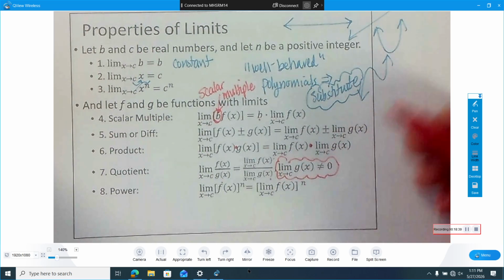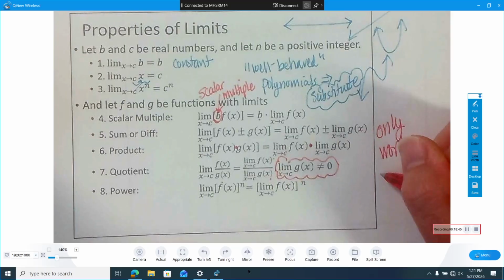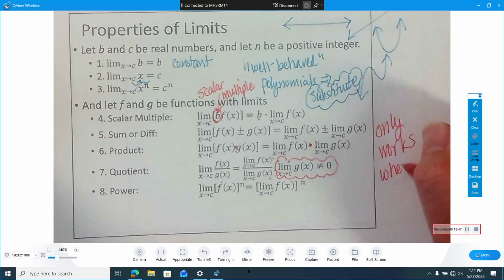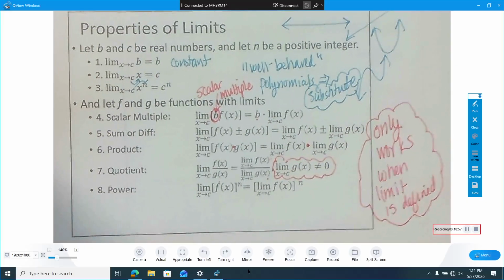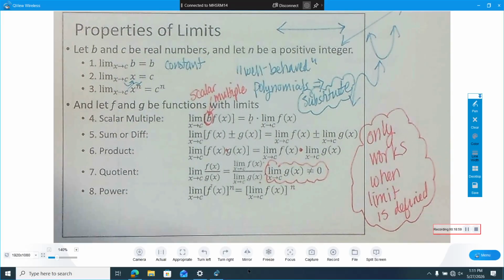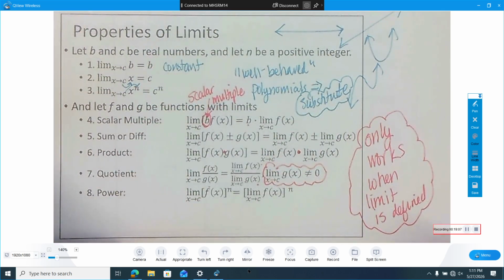This stuff only works, and this is the important part, when the limit is defined. Okay, and this is really important. If we have a does not exist, can we do this? No, it's not going to work. So the limits have to exist for these operations to work as well.